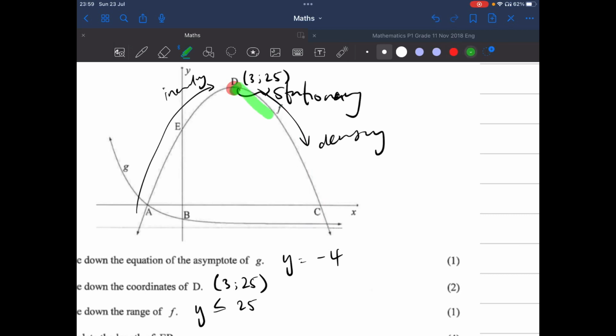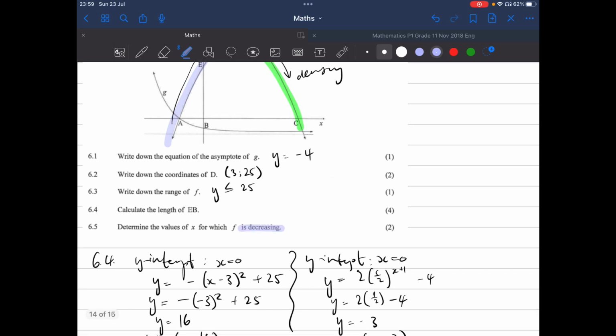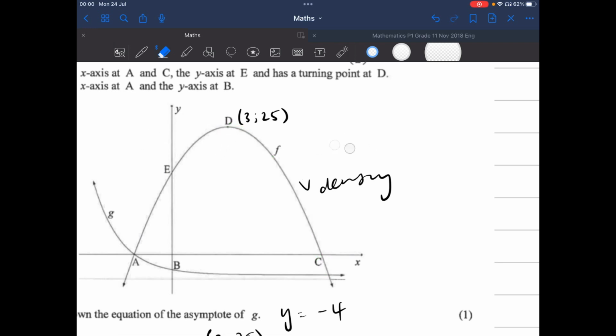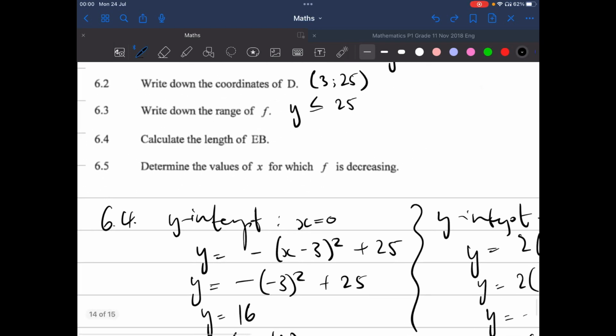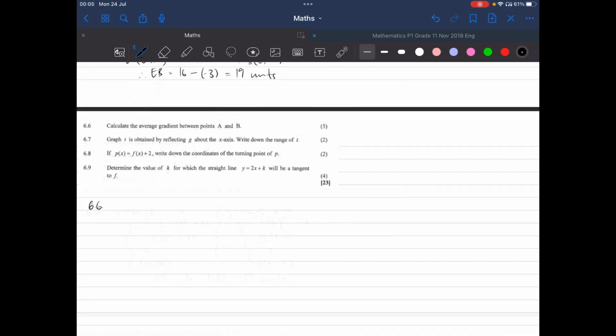Decreasing, and this is the increasing part. So the question is saying determine the values of x for which it's decreasing. It's decreasing whenever x is greater than 3, because it's moving in this direction then. So that's our answer then: when x is greater than 3. Okay, let's now look at 6.6.